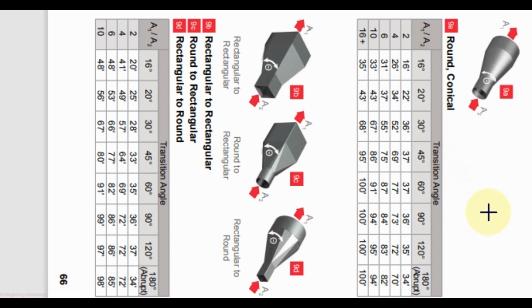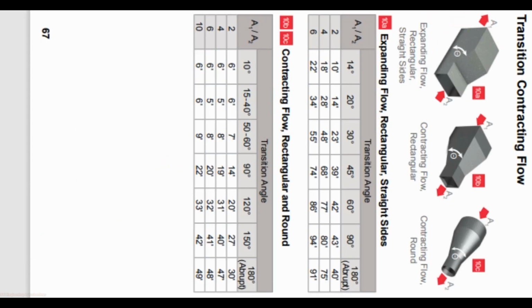For return air system, for round conical you can use this table. For rectangular reducer you can use this table. For supply air system for reducer, for expanding flow rectangular straight side, you can see this is straight side, you need to use this table. It is for return system. But for supply air system, for rectangular reducer, then you can use this table.